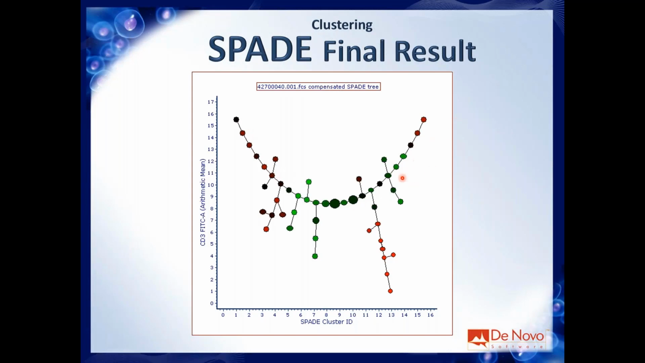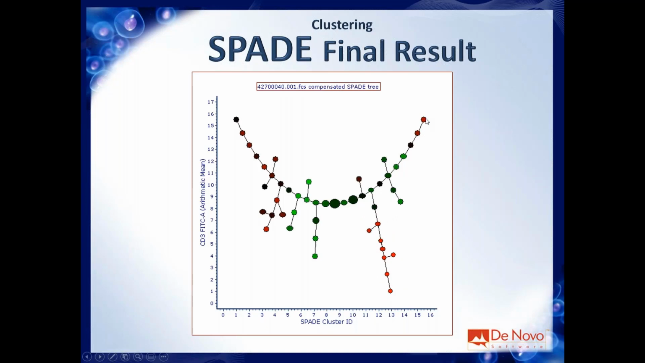So what you see here is basically the final result. You have all your nodes. You see there are a lot of nodes. You have branches, and then you can color each node based on a given statistic, for example, in this case, the CD3 FITC arithmetic mean. So I can conclude, for example, that this branch contains CD3 positive cells.